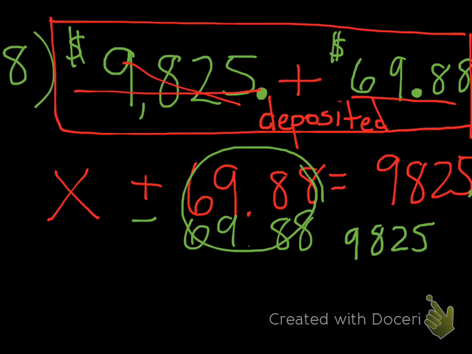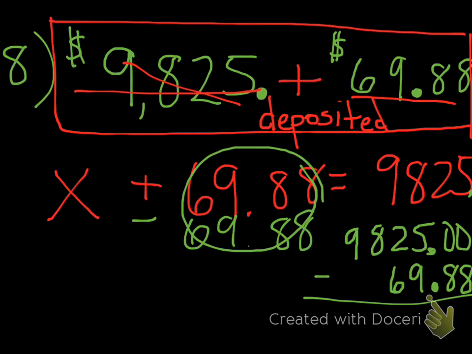9,825 with a decimal. I'm running out of room here, so bear with me. With the decimal, let's add 2 zeros. Then we're going to do the same here. We're going to bring the 69, line up your decimal again, and 88. We take that and we subtract.